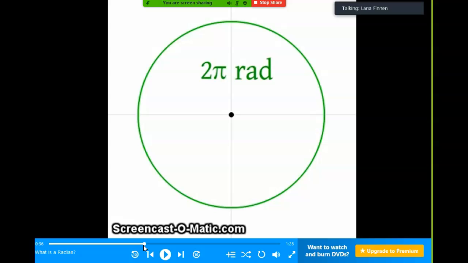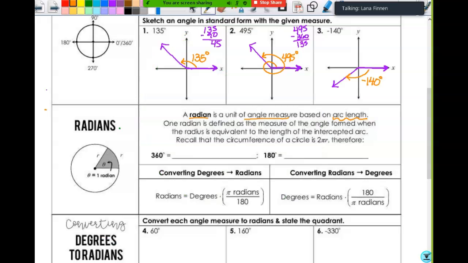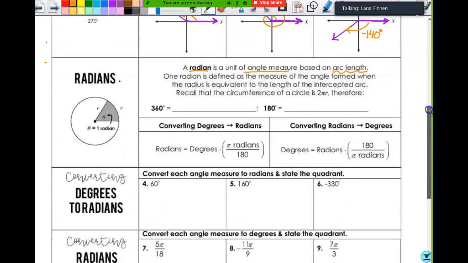Yes, just like there's always 360 degrees in a circle, there's always 2 pi radians in a circle. Okay, it's a good question. All right, so let's continue this then. So that's what those words meant there.